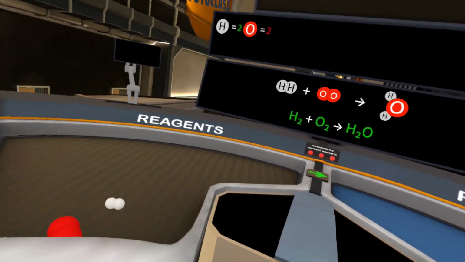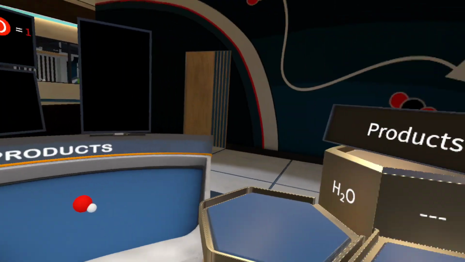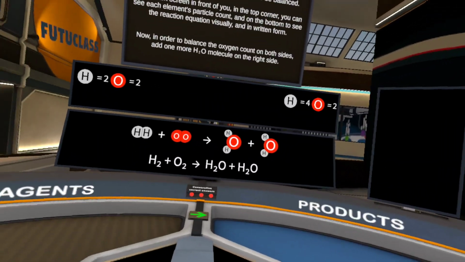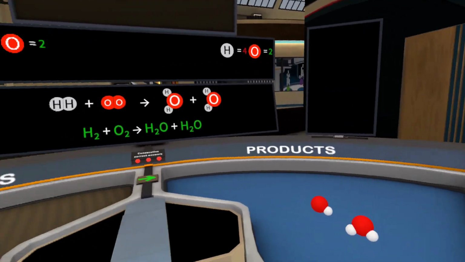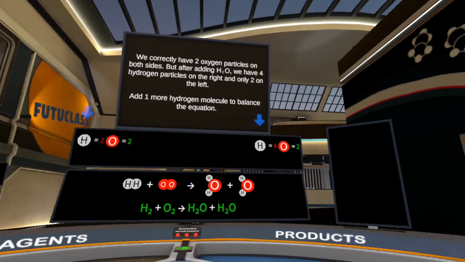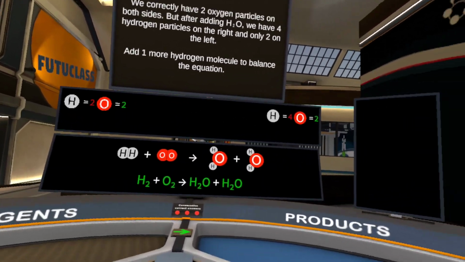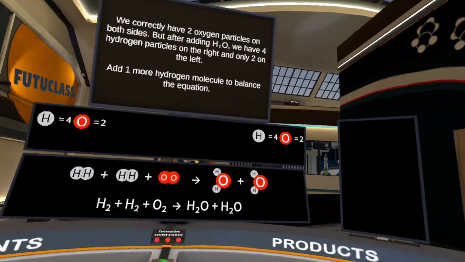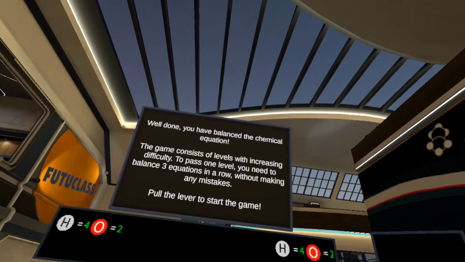Now, in order to balance the oxygen count on both sides, add one more water molecule on the right side. Pull the lever. We correctly have two oxygen particles on both sides. But after adding water, we have 4 hydrogen particles on the right and only 2 on the left. Add one more hydrogen molecule to balance the equation. Pull the lever. Well done! You have balanced the chemical equation.